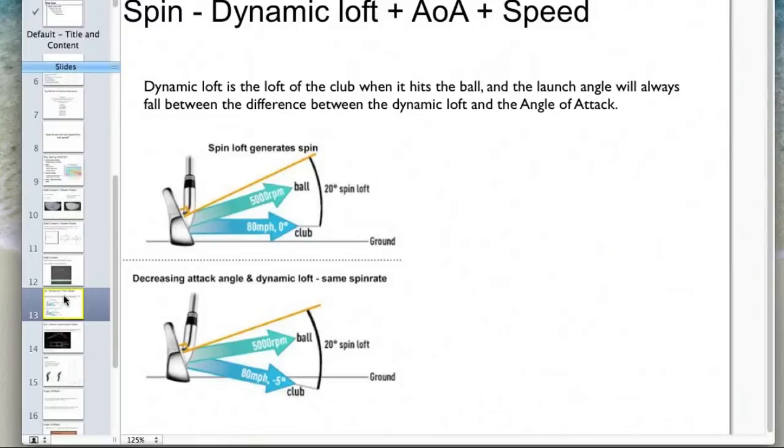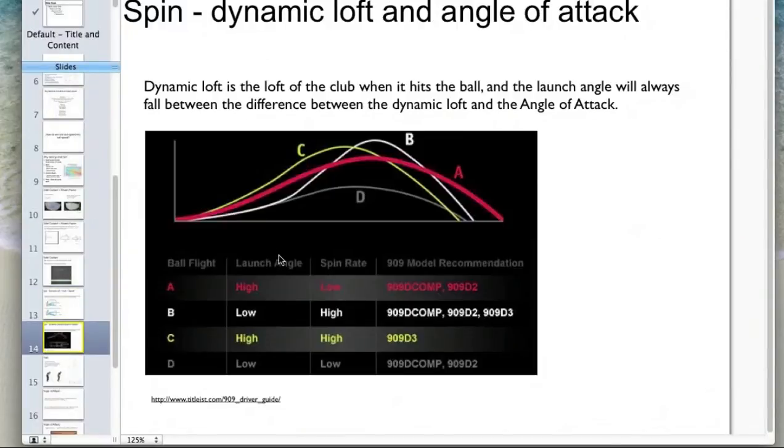So if we look at the other two factors, we had launch and spin. Now, spin we can get a little bit nerdy and sciencey if we want to, but essentially the difference between where the face is pointing and the path of the club, in terms of loft to angle of attack, is going to give us how much spin we're actually creating. The important thing to know is not necessarily where that spin is being created, but our goal is to minimize the spin if we have a high club head speed.